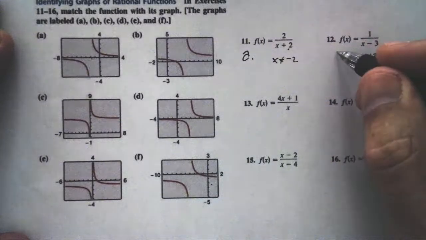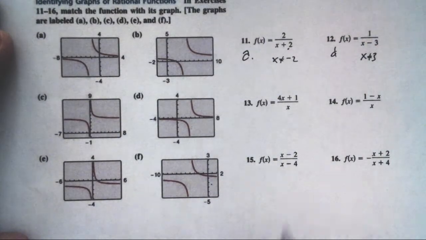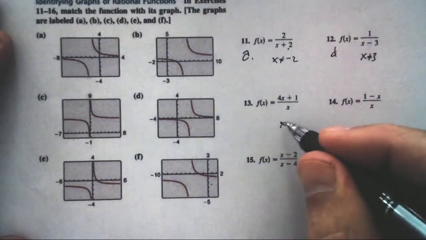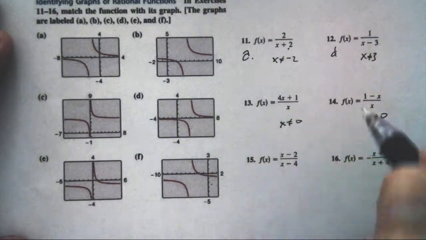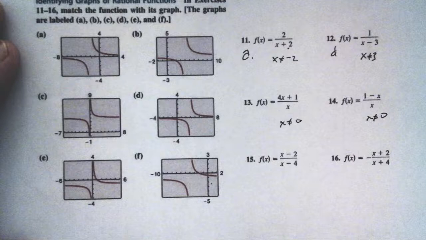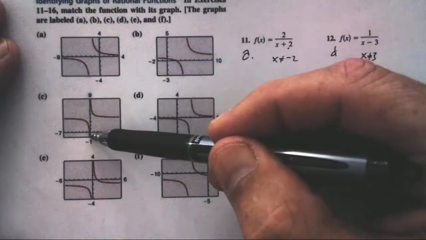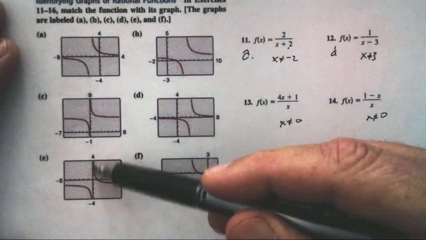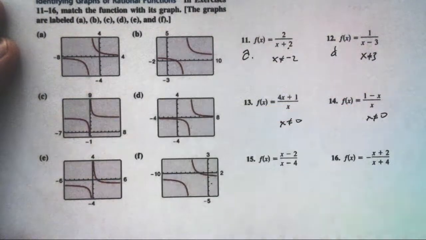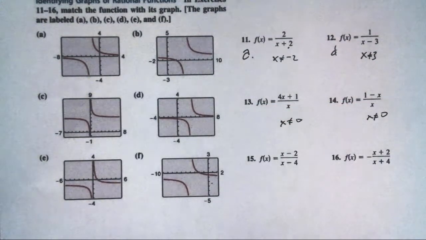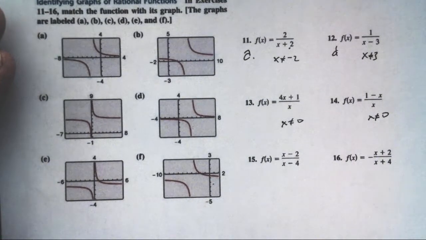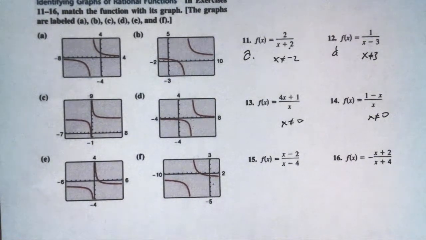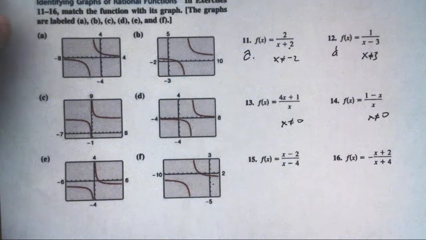So it looks like D. Now, if you notice 13 and 14, x may not be 0, because then we'd be dividing by 0. So we're going to have two graphs, C and E, where there are vertical asymptotes at 0. So which is which? Well, here's something you can do, and this is the beginning of the discussion of the big X test, which causes some challenges for people, but you guys are the best of the best.